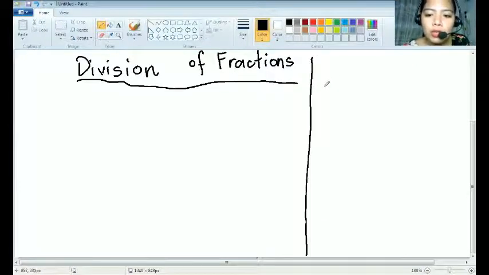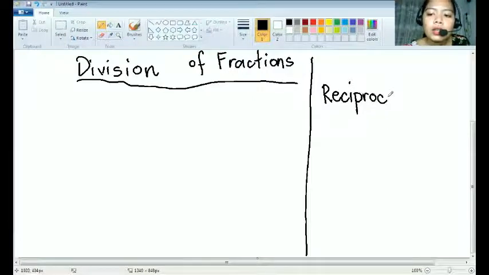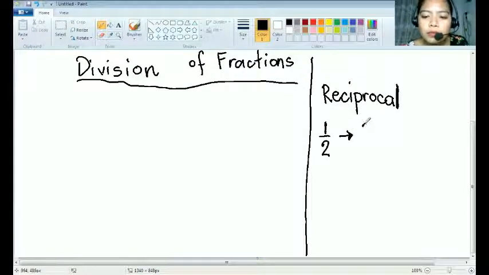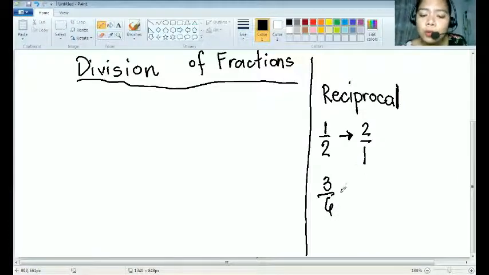So, meron tayong tinatawag na reciprocal. Reciprocal. Okay. So, for this term, ano ba yung ibig sabihin ng reciprocal? Kapag sinabi nating reciprocal, okay, yun ay yung kabaligtaran. Ayan. Like halimbawa, 1/2. The reciprocal of 1/2 is 2/1. Okay? Ano pa? Another one is 3/6. Okay, what is the reciprocal of 3/6? It is equal to 6/3.